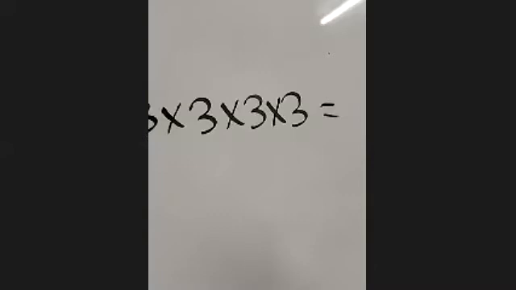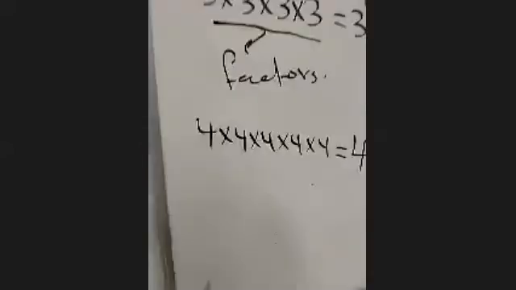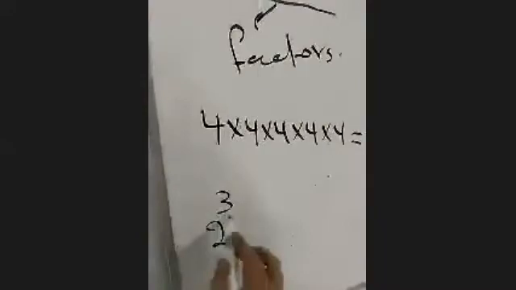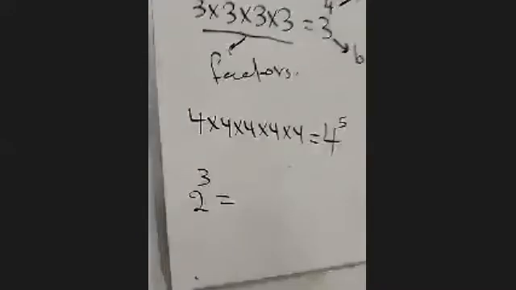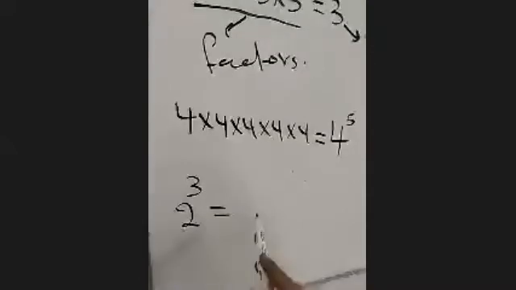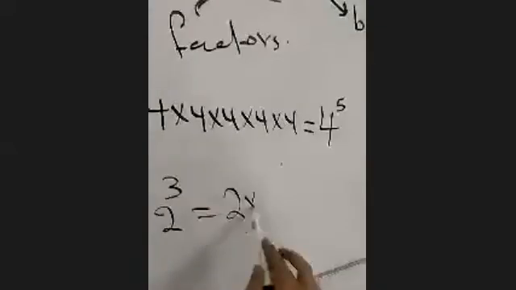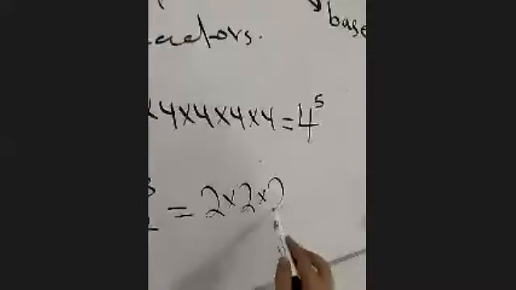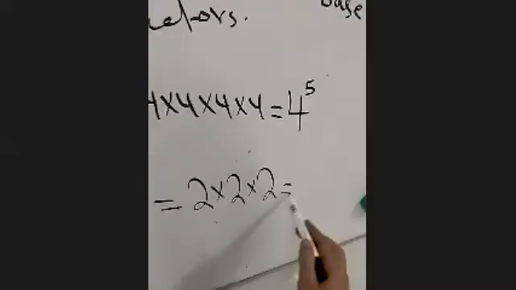Now, if you want to do the opposite, for example, 2 to the power 3. I will take the base and multiply by itself 3 times. 2 multiply 2 multiply 2. And do normal multiplication. 2 times 2 is 4, times 2 is 8.